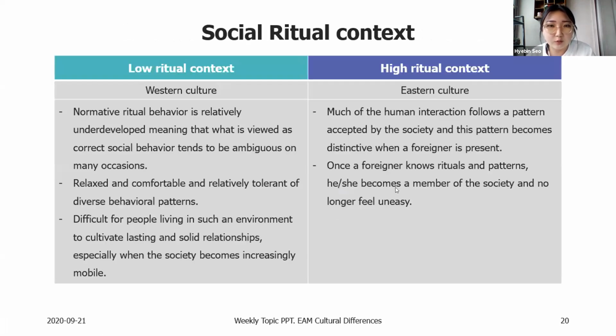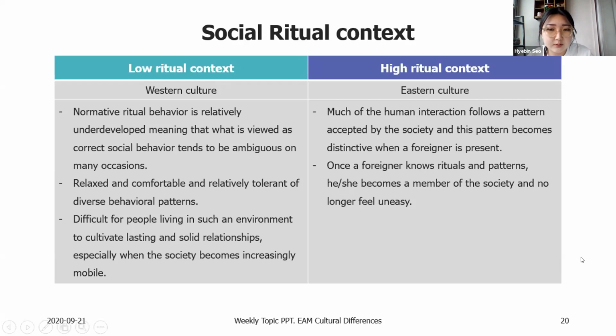Also, there is one more way to see. This was from the professor's video from the previous lectures. So, social ritual context. The Western culture has a low ritual context, so normative ritual behavior is relatively undeveloped, meaning that what is viewed as correct social behavior tends to be ambiguous on many occasions. In contrast, the Eastern culture has a high ritual context, which means that we're focusing more on human interaction, followed by a pattern like a tradition or a norm.